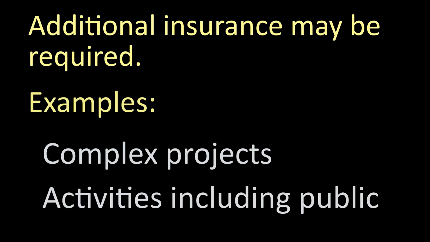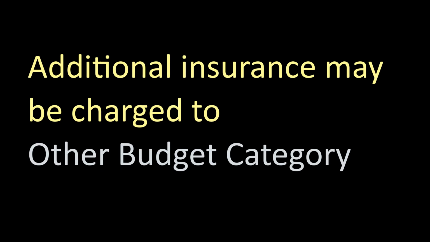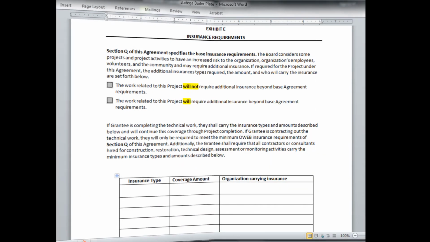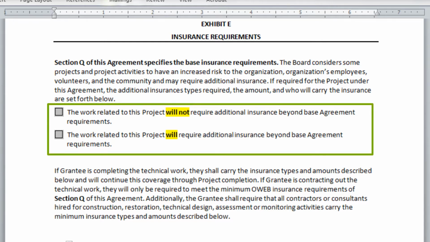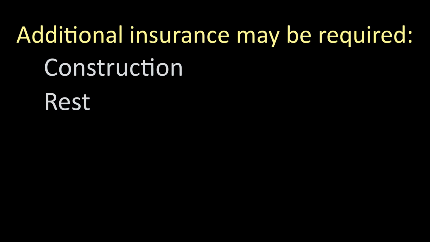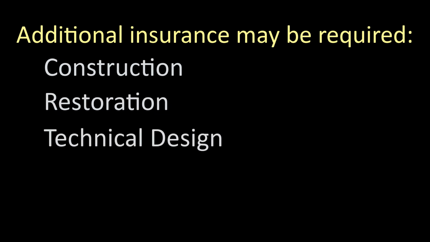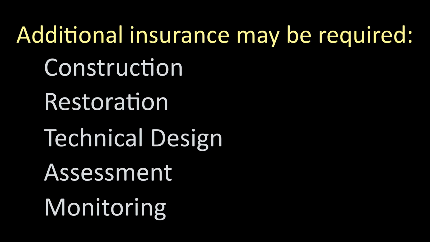Examples include complex projects or activities including the public. Any additional insurance policy specifically needed to complete an OWEB project may be charged to the grant in the other category. If your application is successful and you are awarded an OWEB grant, you will need to fill out Exhibit E in your grant agreement and mark whether or not additional insurance is required. Broadly speaking, additional insurance may be required for projects involving construction, restoration, technical design, assessment, or monitoring.